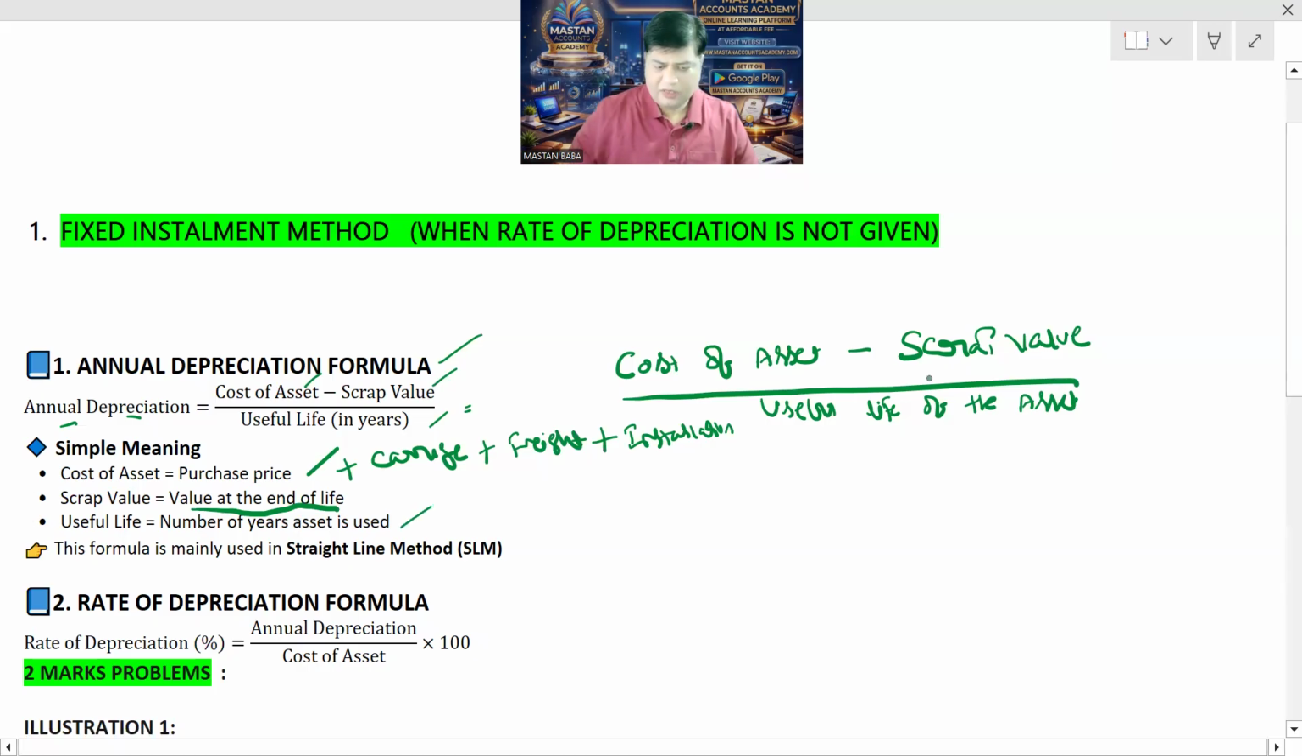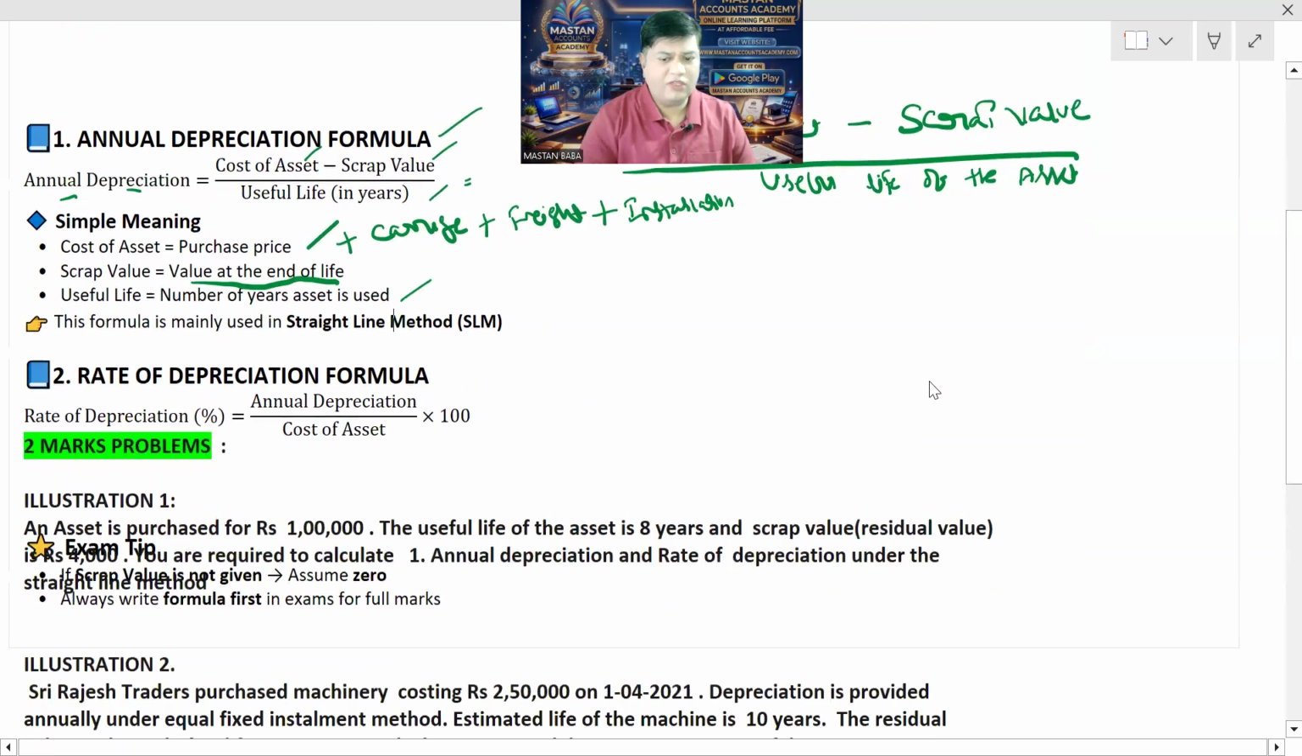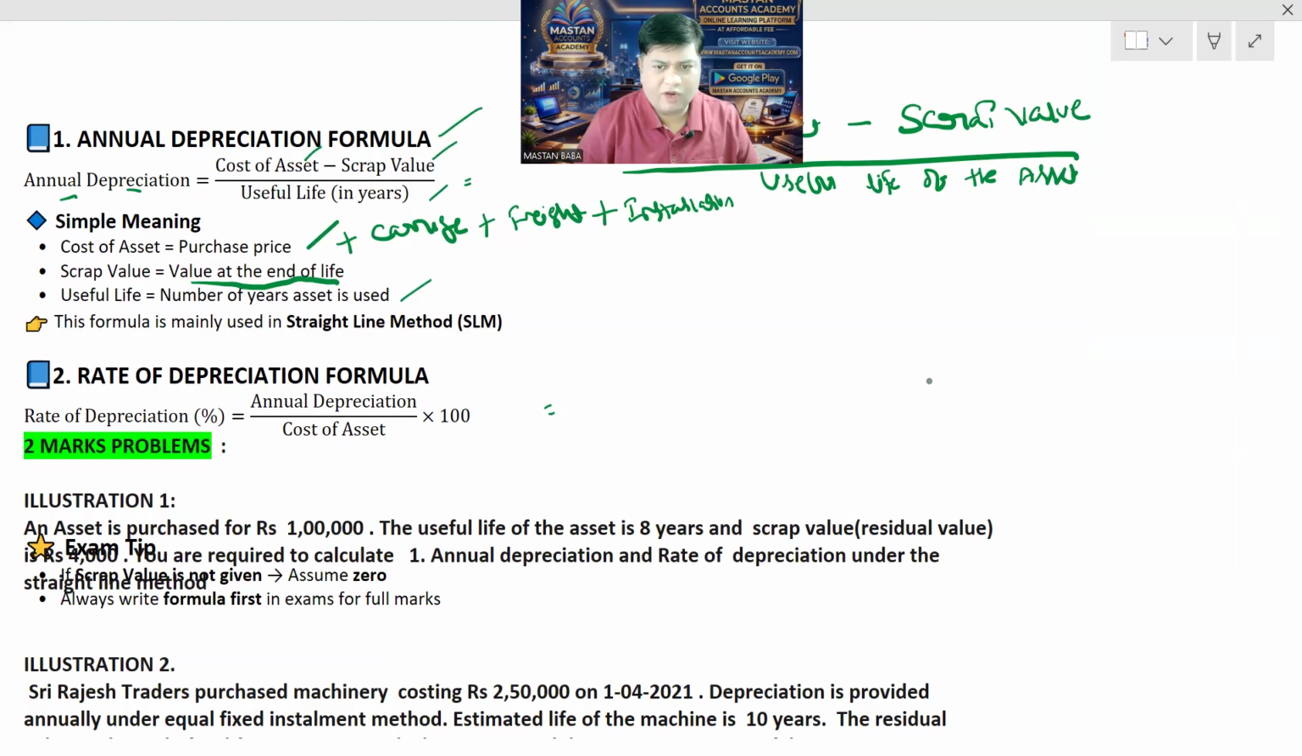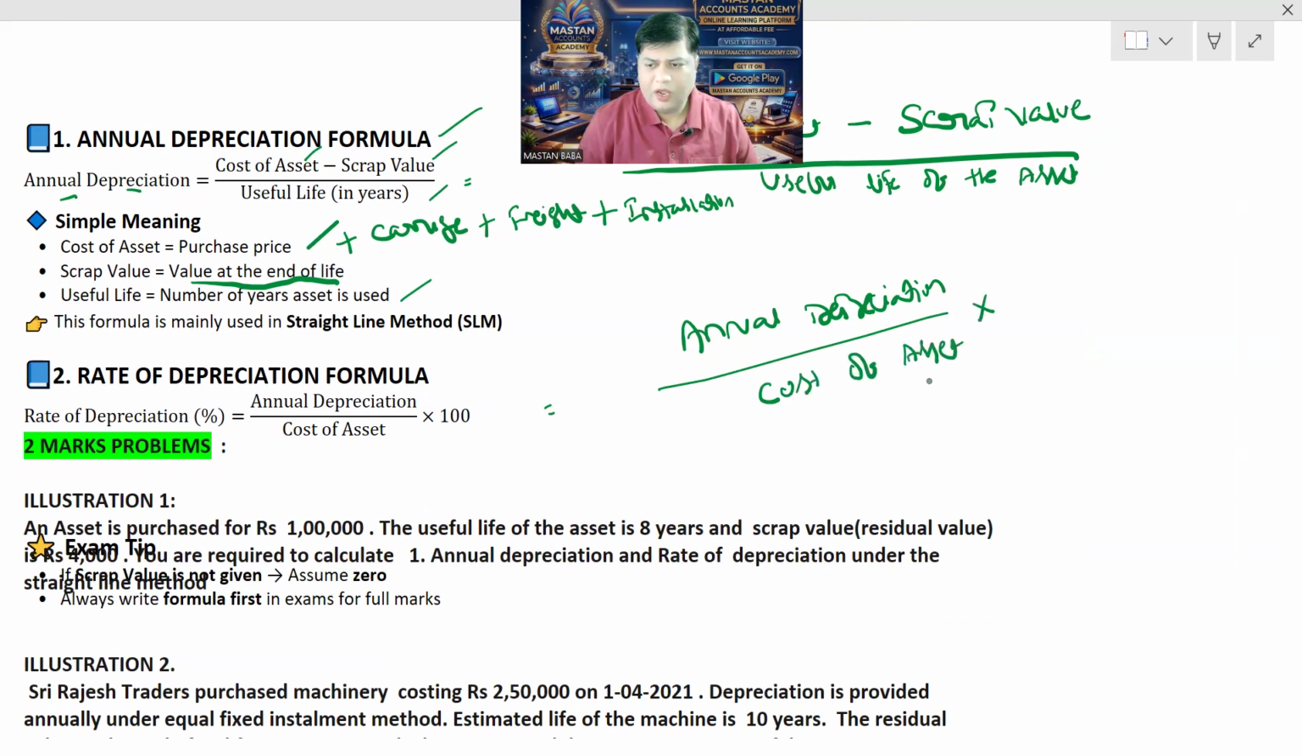Okay, now. And the second formula, how to ascertain the rate of depreciation. Rate of depreciation is equal to very simple formula. What we ascertain here, annual depreciation ascertained here. So annual depreciation divided by cost of asset. We know the cost of asset. We know the cost of asset into 100. And these two formulas will be useful for 2 marks.